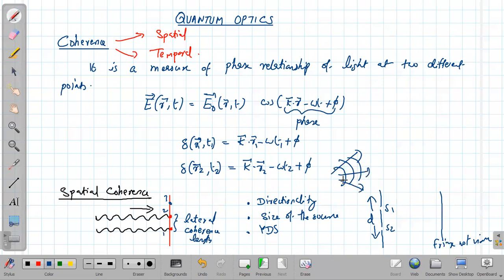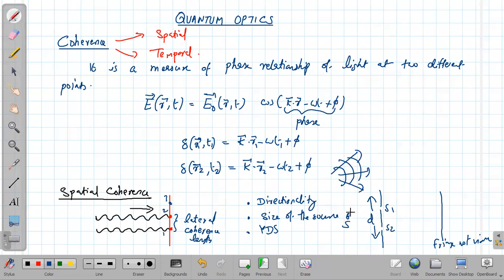Okay, so if you take a spherical wavefront, its spatial coherence length would be very small. If you take a plane wavefront, the spatial coherence length would be large. The spatial coherence length means the lateral coherence length. And a very simple experiment to measure the lateral coherence length is to just use Young's double slit setup.